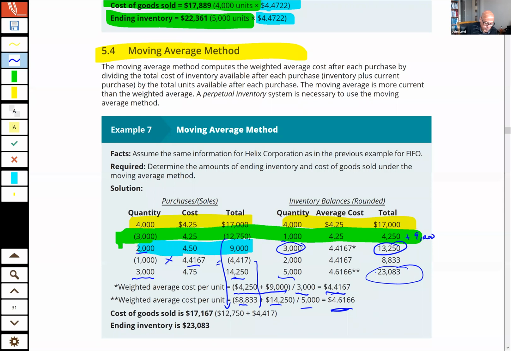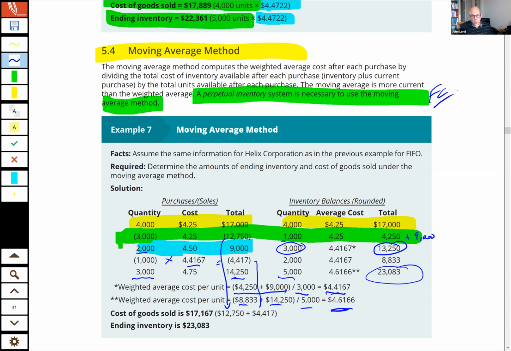Notice, guys, I must use the perpetual system to calculate my inventory using moving average, because I'm having to calculate a new moving average every time I purchase inventory. So I'm having to calculate my inventory each time I purchase new inventory. Obviously, that's called the perpetual method, which we've been saying.